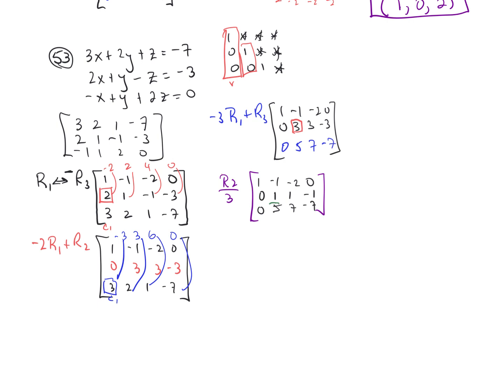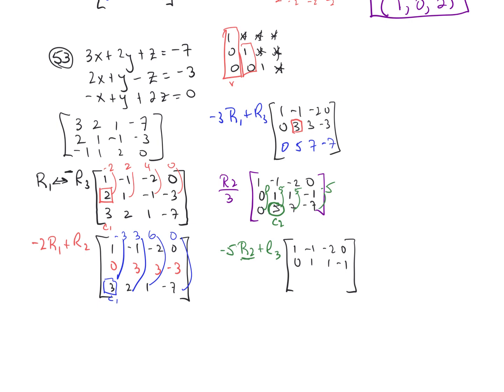Next up, this 5 needs to be a 0. It's in column 2. So I'm going to multiply row 2 by the opposite number, which is negative 5, and add that to row 3. Since row 3 is mentioned second, row 1 does not change, row 2 does not change. I'm going to multiply row 2 by 5, so I'll have 0, 5, 5, negative 5. I'm going to add those to row 3.